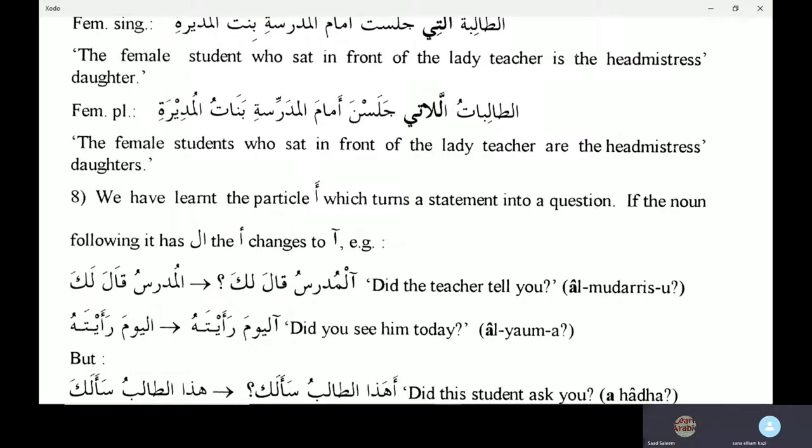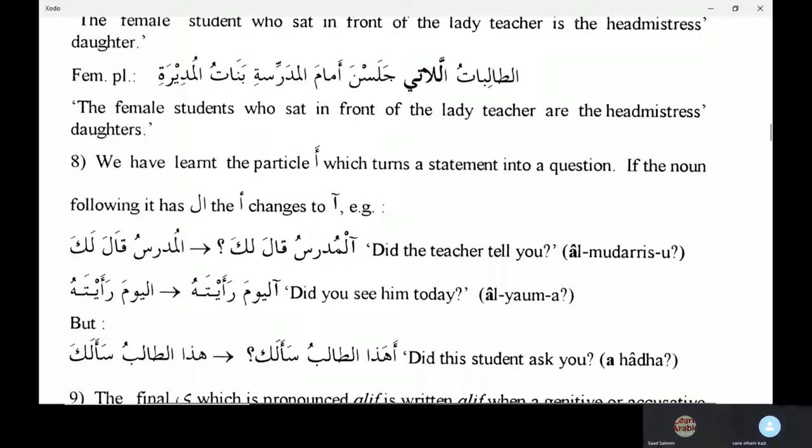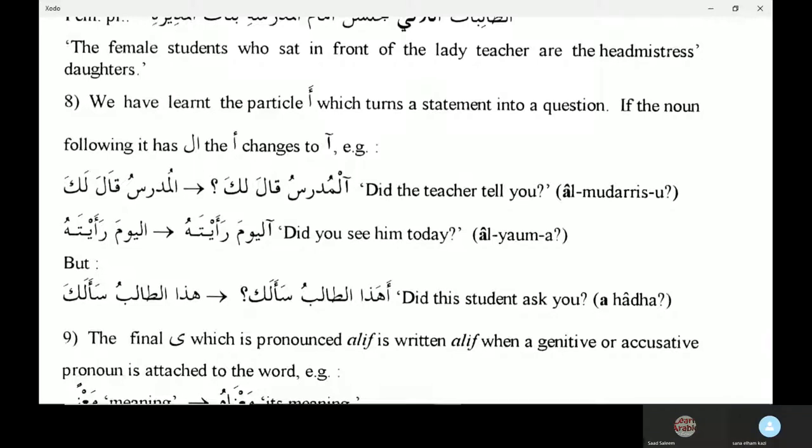We have learned the particle alif, which turns a statement into a question. How should we pronounce it, just hamza or alif hamza? You can say just hamza, or alif hamza, or hamza istifhamiya. Three options you have. Okay. When the particle hamza, which turns the statement into a question, is followed by a noun with alif lam, the hamza changes to alif madda.